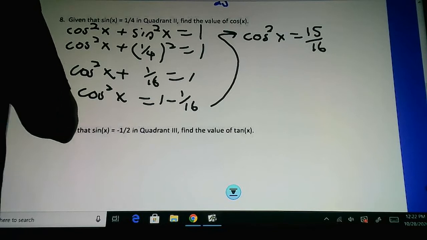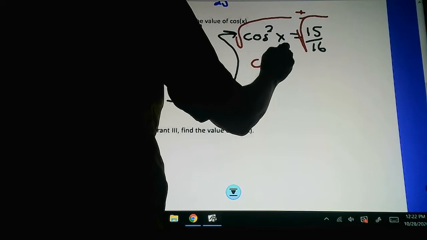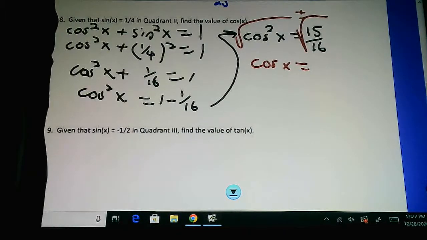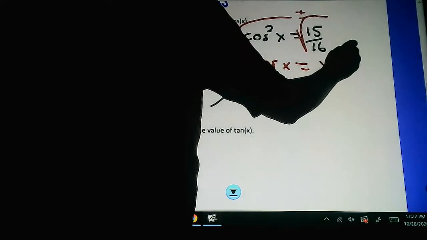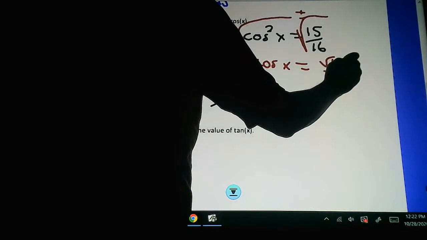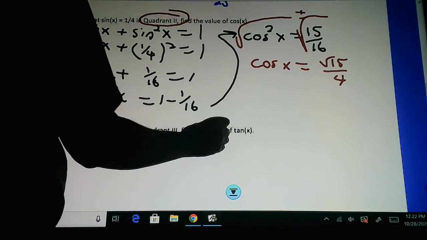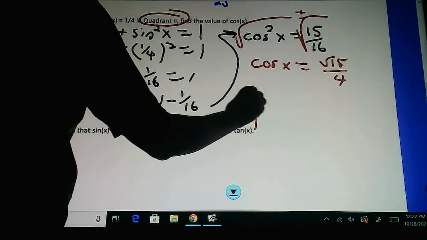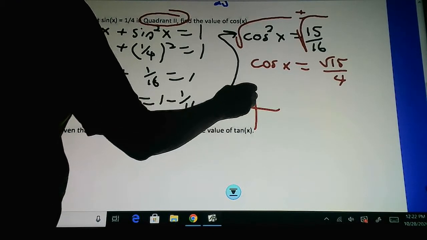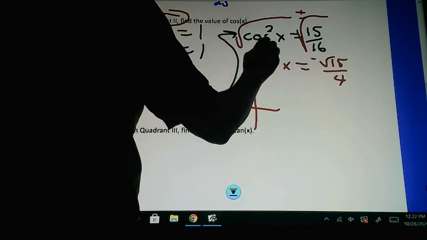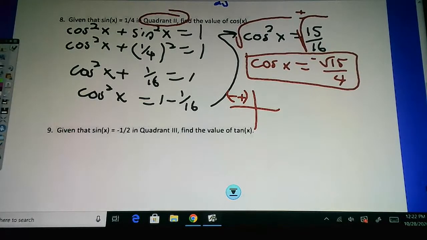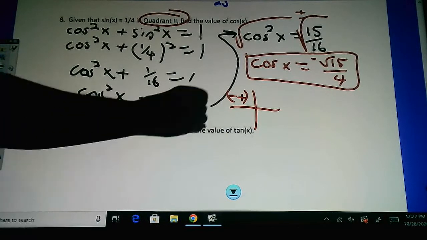I'm going to root both sides. Remember, root undoes the power 2. So I get square root of 15 over square root of 16. Square root of 16 is a 4. And do I want a positive or negative in quadrant 2? Quadrant 2 is my negative positive quadrant, so cosine is negative. I want a negative answer in the story. Cosine equals negative square root of 15 over 4.